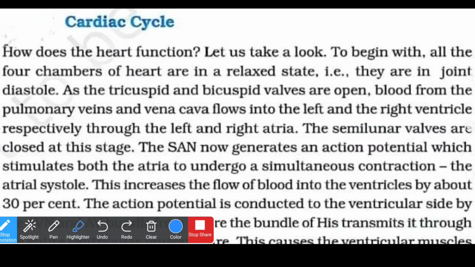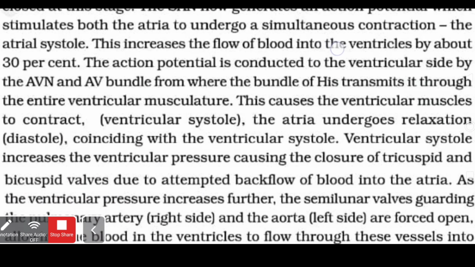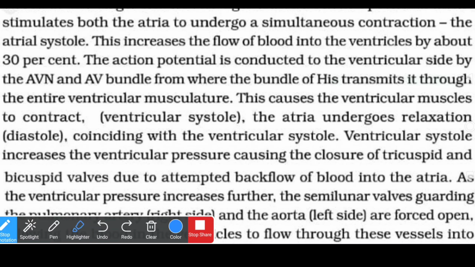The SA node will now generate the action potential, which stimulates both the atria to undergo simultaneous contraction. That is what we call atrial systole, and this increases the flow of blood into the ventricles by 30%. The blood will be passed through the cuspid valves, either the tricuspid or the bicuspid valves.